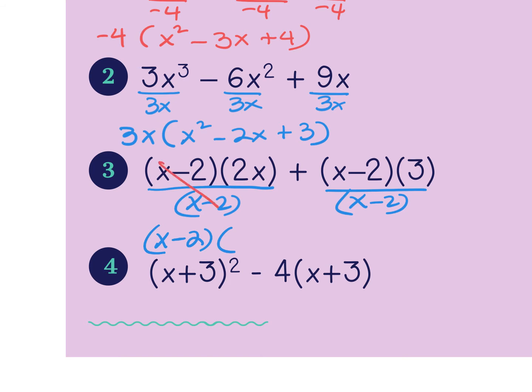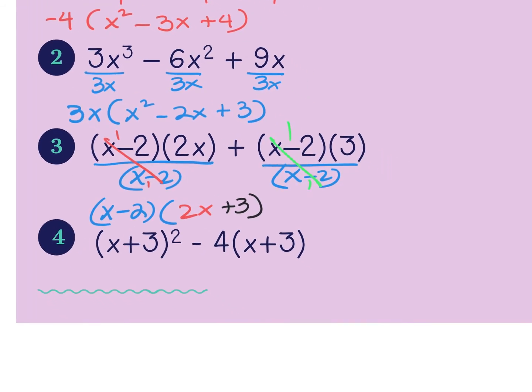So x minus 2 divided by x minus 2 is 1. And then I'm left with 2x. And then over here, same thing. This becomes a 1. And then I'm left with plus 3. And I'm done. So my GCF on this one was a binomial. It was x minus 2.